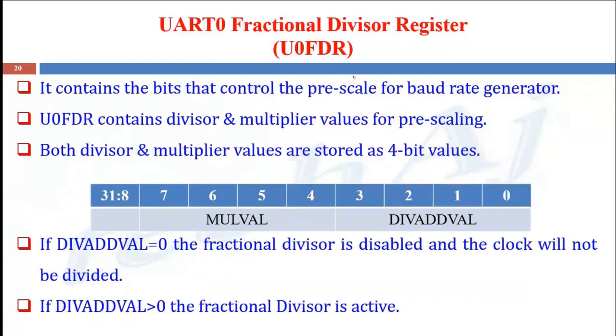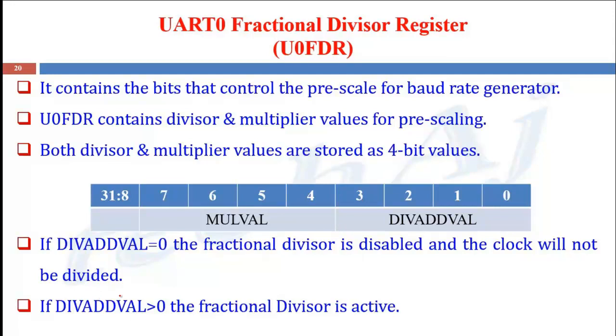Next is the fractional divisor register. It contains bits that control the prescaler for baud rate generation. U0 FDR contains divisor and multiplier values for prescaling. Both divisor and multiplier values are stored as 4-bit values. So here we can observe that out of this 32 bits, the lower 4 bits are used for the divisor value and the next 4 bits are used for the multiplier value. If this divisor value is 0, the fractional divisor is disabled and the clock will not be further divided for baud rate generation.